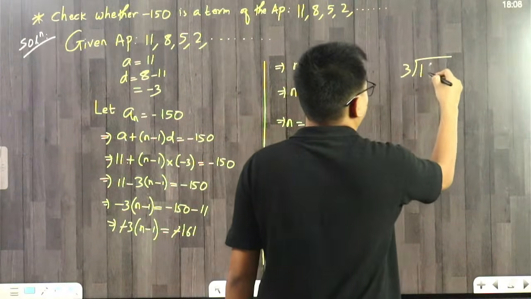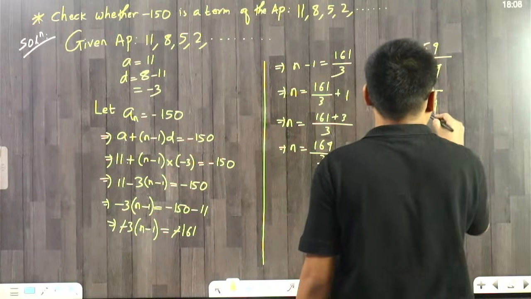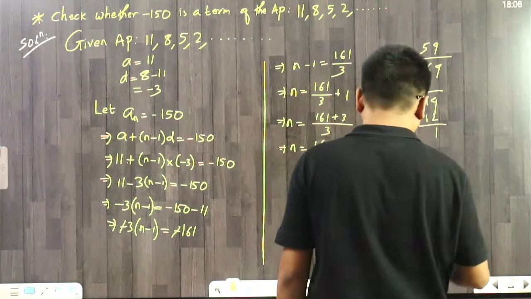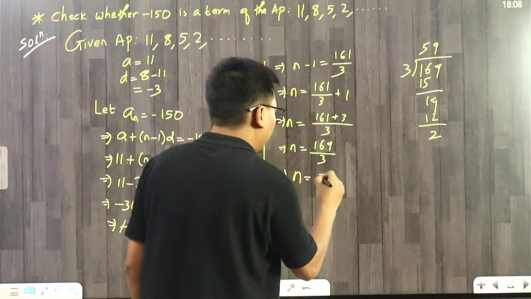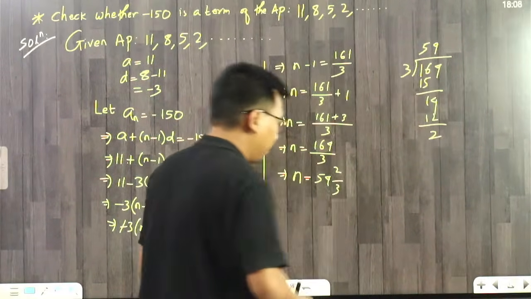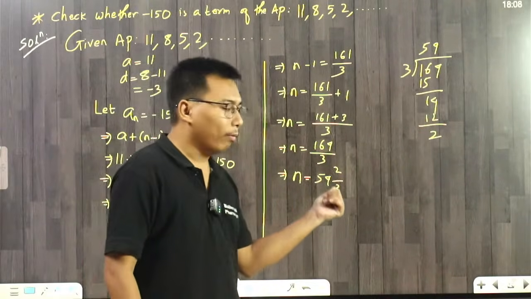Now let's check. Let's divide it. 3 5s are 15, 1 4. 3 4s are 12, 2. So we'll get n is equal to 54 2 by 3 term. Okay. What are we getting here? 54 2 by 3 term.